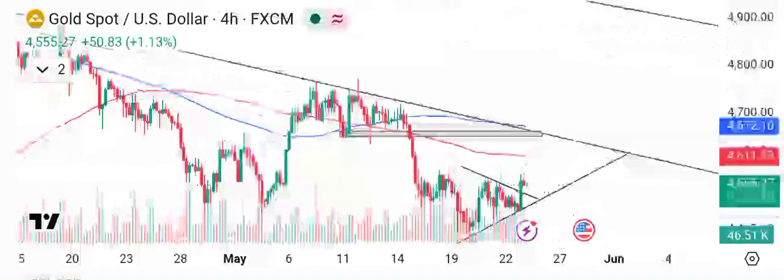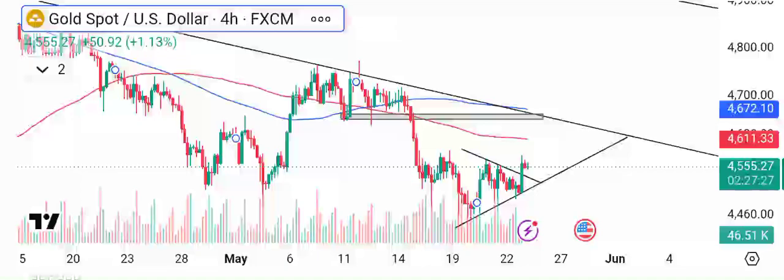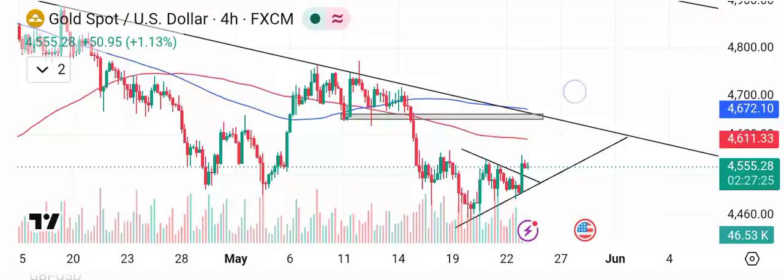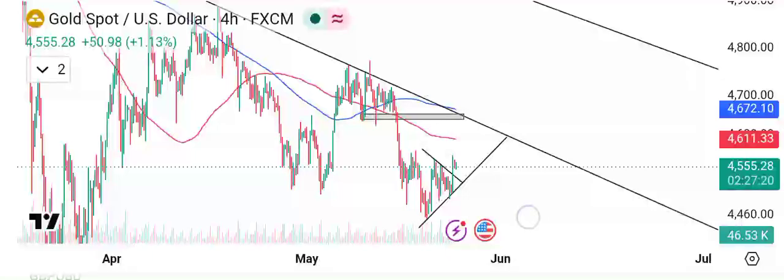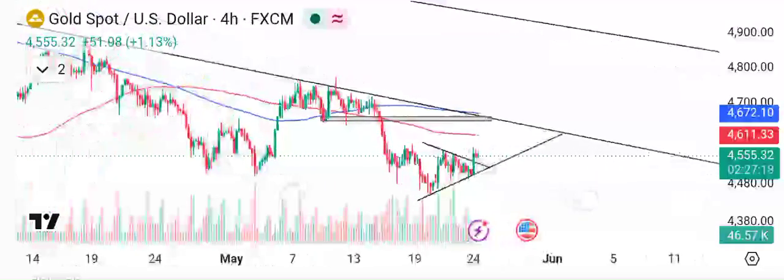I also have a flip zone here and a supply zone. If price comes and hits this point here, I will go for a sell. I'll go for a sell here to the downside. So that is that.